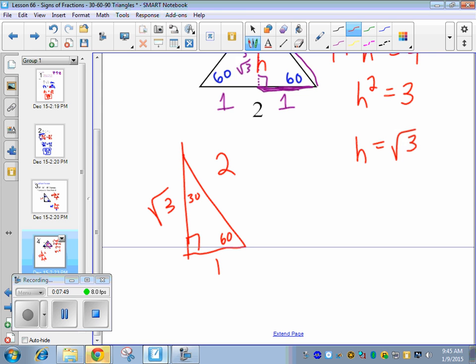Kind of sloppy, okay? But there you go. If you memorize just this triangle, you can use proportions to solve. So 1, 2, and the square root of 3. And make sure you've got the 30 and the 60 in there, because it is important where the angles are, right? So the 30 is always opposite the shortest side.